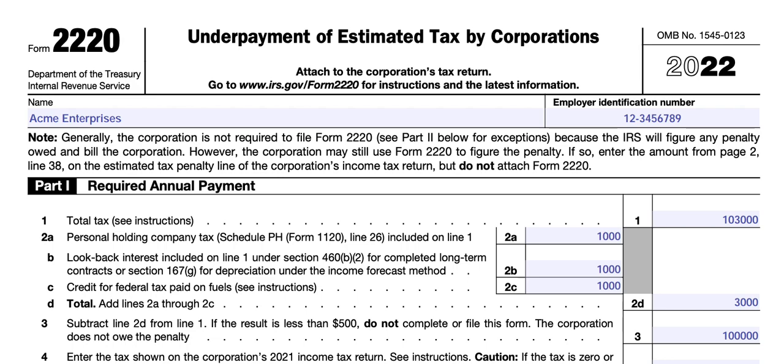We're going over IRS Form 2220, Underpayment of Estimated Tax by Corporations. In this video, we'll go over the form itself, and then we'll go over Schedule A of this tax form in a separate video.